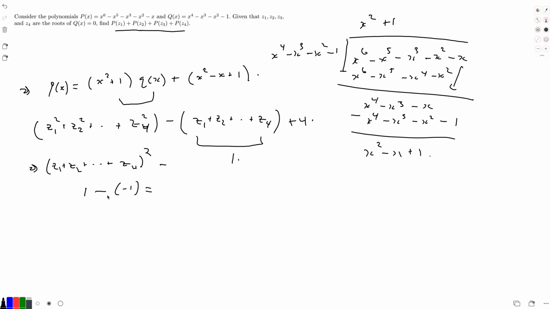And then it's 2 times the pairwise Vieta. Yep, 2 times negative 1. This is 3. So this is 4 minus 1 plus 4, or 7. And we are done. Does that look right? Yeah, we are done. I mean, this is 6, and we're done.